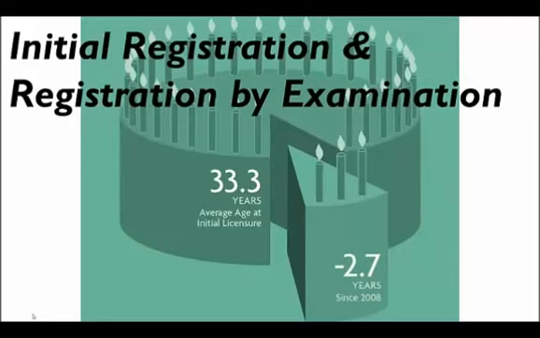Now, this is a graphic that NCARB put out this year that said 33.3 years of age was the average age at initial licensure, and it said this is down 2.7 years since 2008. So apparently they're really excited about this, but this seems like a really long time to be waiting until licensure. Now, part of that has to do with many people who were in the pipeline to become registered.